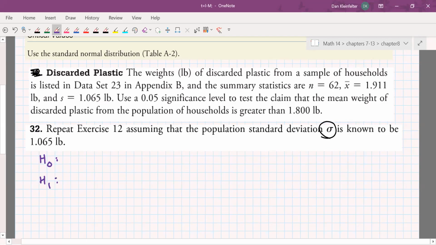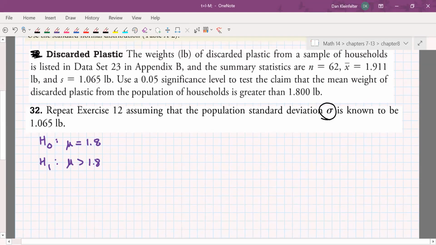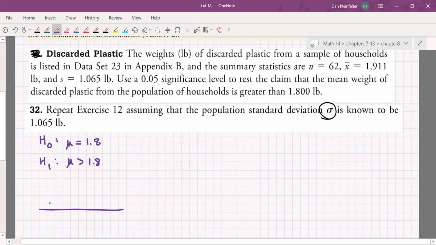So the null hypothesis here is, what is the claim? The claim is that the mean weight is greater than 1.8 pounds. So mu is greater than 1.8. So then the alternative is not greater than 1.8. So then we're going to use z this time, because we're told that sigma is known to be 1.065. Our test is right-tailed. We're using a 0.05 significance level.